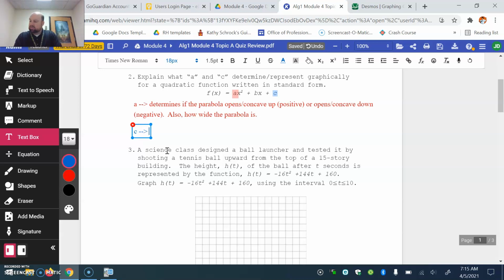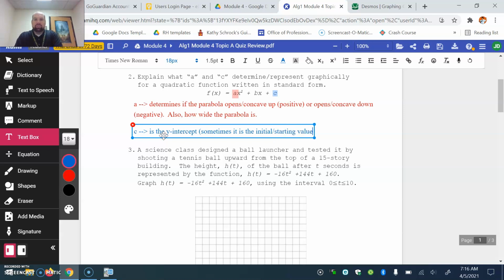C is the y-intercept, or sometimes it is the initial or starting value. Now, the big idea here is it's the y-intercept.